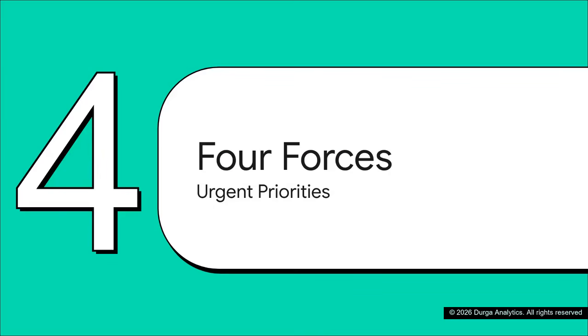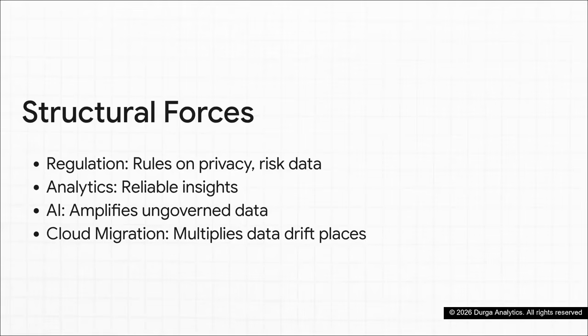Okay, Section 4, Four Forces, Urgent Priorities. Look, governance hasn't been a nice-to-have for a long time. There are 4 macro-structural forces turning this into a literal board-level emergency right now. First, regulation. Regulators are demanding explicit proof that your data is accurate and protected, backed by real financial penalties. Second, analytics. Firms are fiercely competing on reliable insights. Third, artificial intelligence. AI amplifies whatever you feed it. Feed it ungoverned data, and you're just scaling bad outcomes and bias at machine speed. And fourth, cloud migration. Moving to the cloud multiplies everywhere your data can live, leak, or drift. You have to design control from the start.